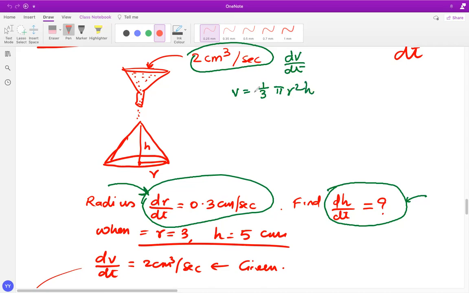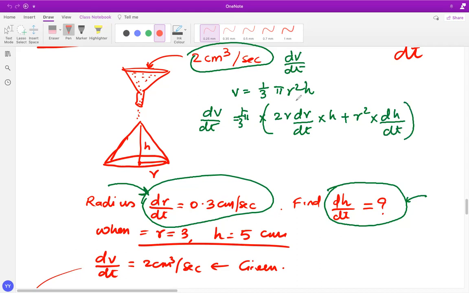Now for this example, we can straight away apply related rates. So dv by dt will be the derivative of 1/3 pi, which is a constant, so keep it outside, times the derivative of radius square times height. So first I'm applying the product rule. The derivative is 2 times radius times dr by dt times height, plus radius square times dh by dt. So this is the product rule I applied.